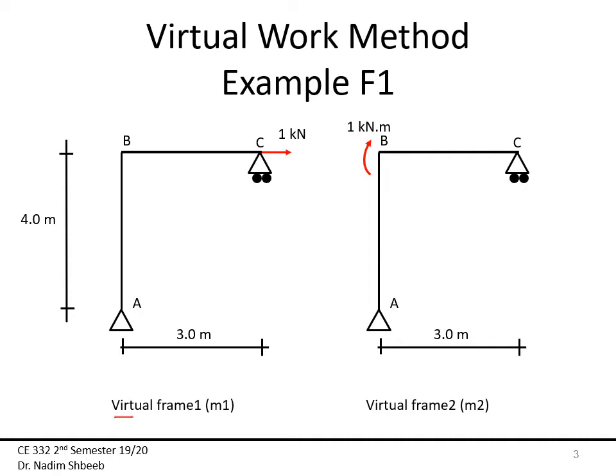I'm going to call virtual frame 1 M1 for the horizontal deflection. So here I'm assuming 1 kilonewton to the right. As I said before, if we want to assume it to the left, meaning this way, then there's no problem. If you get a positive answer, then the direction that you chose is correct. If you got a negative answer, then the direction that you chose is in the opposite direction.